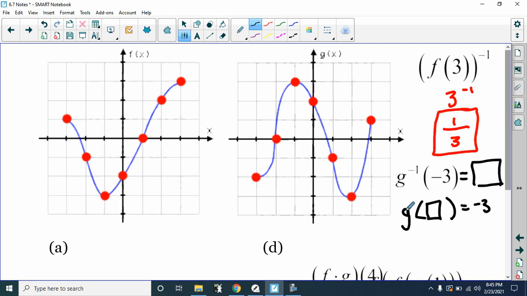So if I can think through g of what gives me negative 3, I know g inverse of negative 3 is equal to that thing. So g of what? What x value has a y value of negative 3? On g of x, g of 2 is negative 3. Therefore, g inverse of negative 3 is equal to 2. And that's what we're looking for. 2 is correct.